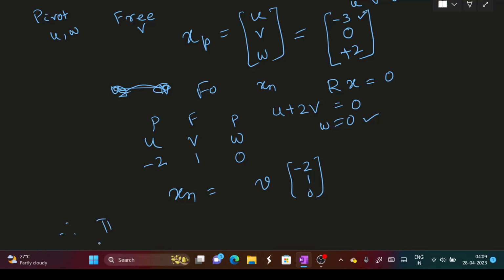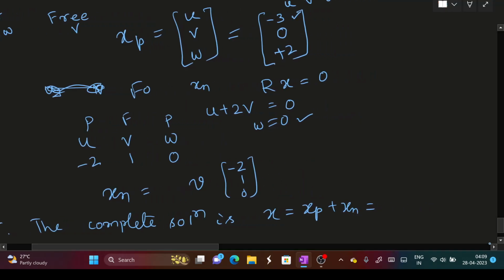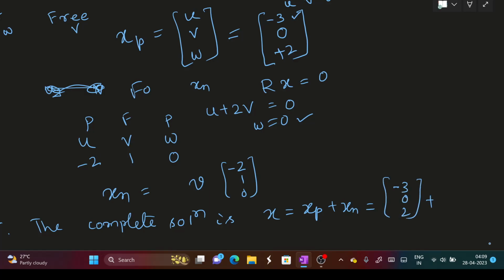So what is my complete solution? Hence, the complete solution is x equal to Xp plus Xn, that is equal to minus 3, 0, 2 plus b times minus 2, 1, 0. This is our answer.